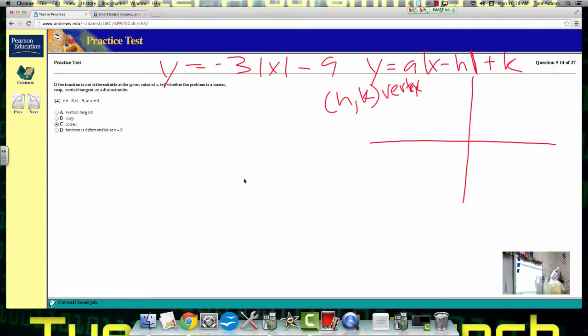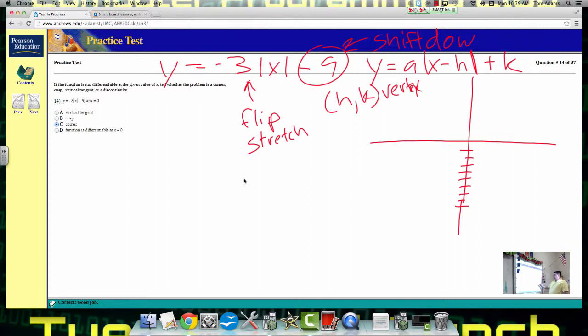The 3 is going to be the vertical stretch. So this right here is going to flip it and stretch it. And then this right here is going to shift it down 9 units. So if I go down 1, 2, 3, 4, 5, 6, 7, 8, 9, that's where my corner is going to be. Now, this is also the slope of the function, right?